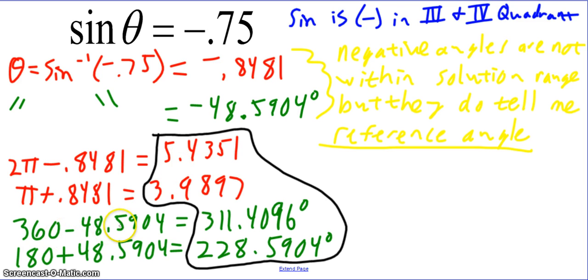In degrees, I do the same thing, but I subtract from 360 and I add to 180. So when I subtract from 360, I get 311.4096 degrees. And when I add to 180, I get 228.5904 degrees. So this is an angle in the 3rd quadrant. This is an angle in the 4th quadrant. Here in radians in the 3rd quadrant, and here in the 4th quadrant.